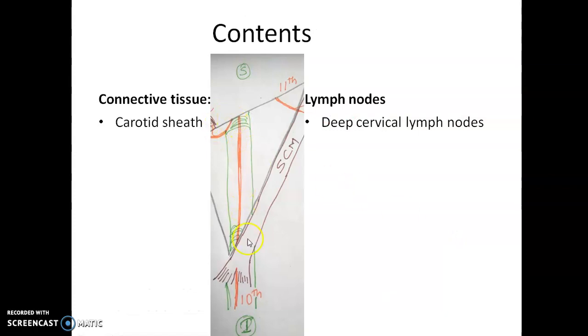Other contents include the carotid sheath and the lymph nodes around this internal jugular vein, called the deep cervical group of lymph nodes.